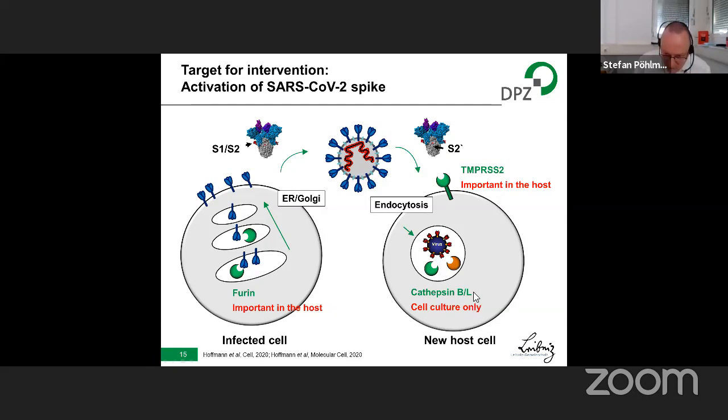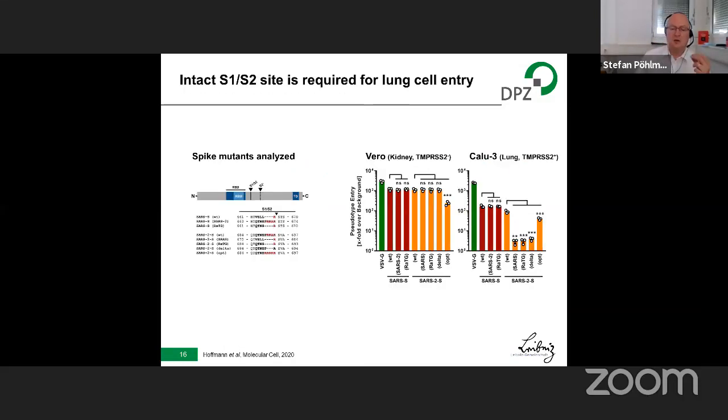There's a third activation pathway that I will talk about later, but the current belief is that this is only relevant in cell culture. So let me provide you with some primary data. What did we do to identify the two-step cleavage mechanism?